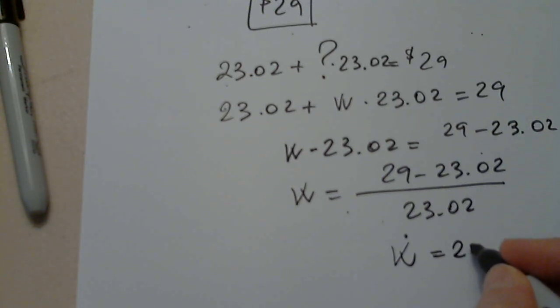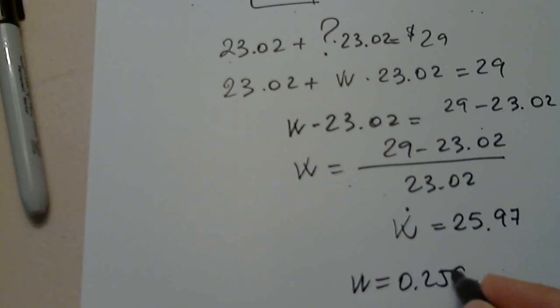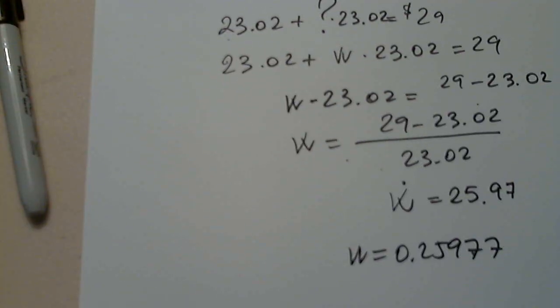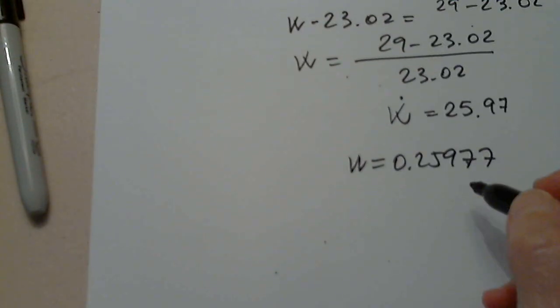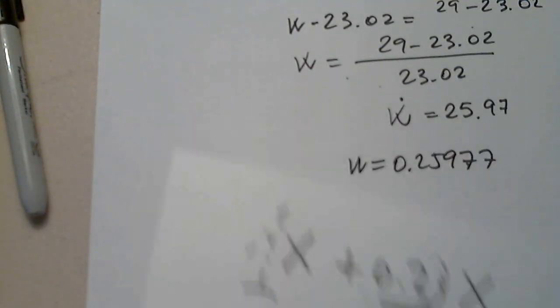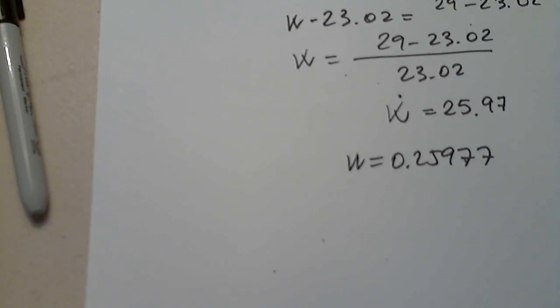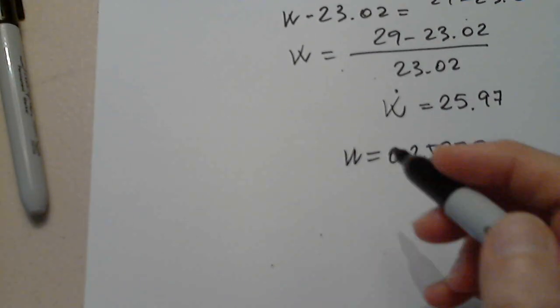So W equals 0.25977, but that is not the adding of those two numbers. That's what I'm trying to explain. When I did my homework, I did several questions where I just added the numbers and then added one more number just because. But that's incorrect. You cannot add two numbers, or three numbers. I'm glad you showed me how to do this. I just didn't know how to figure out the 29. Thank you so much.